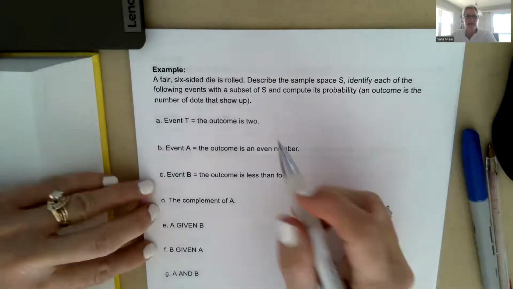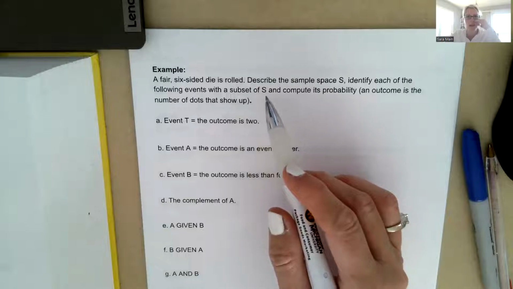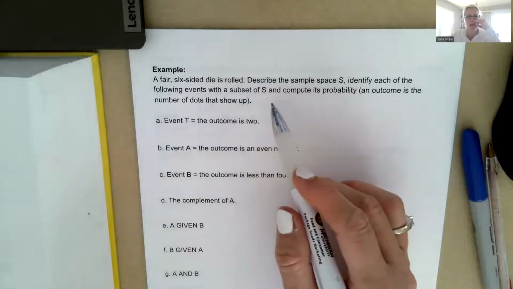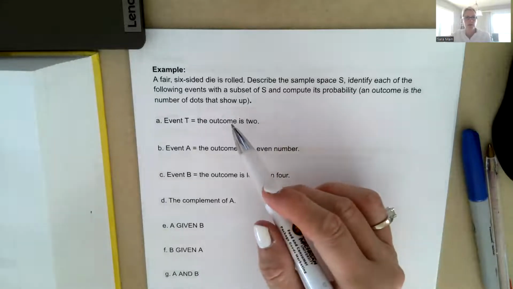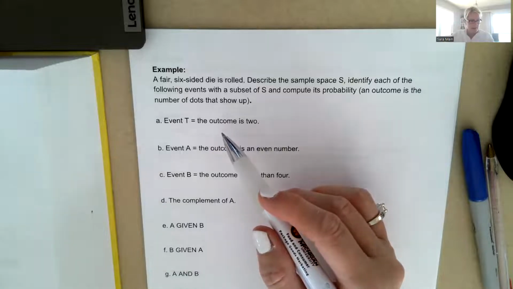A fair six-sided die is rolled. Describe the sample space, identify each of the following events with a subset of S, and compute its probability. An outcome is the number of dots that show up. Okay, so we're rolling a six-sided die.